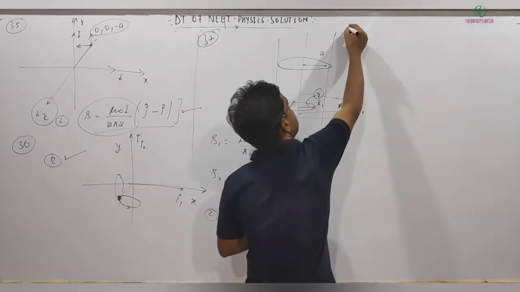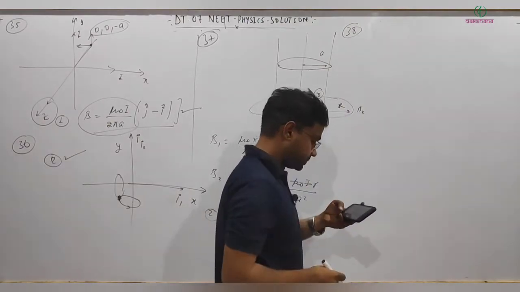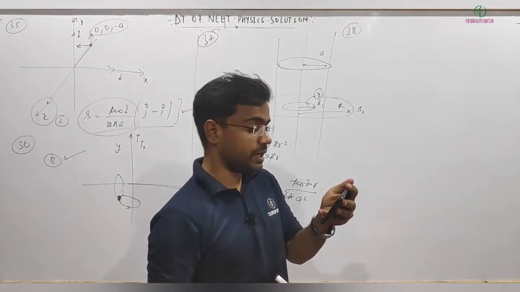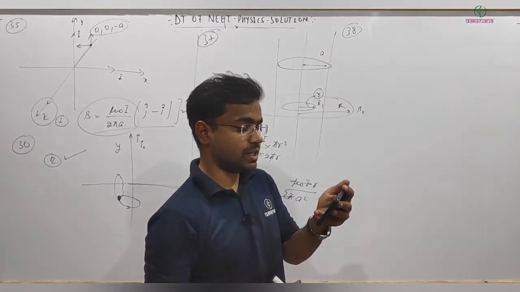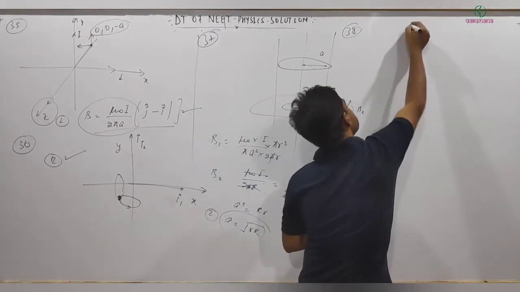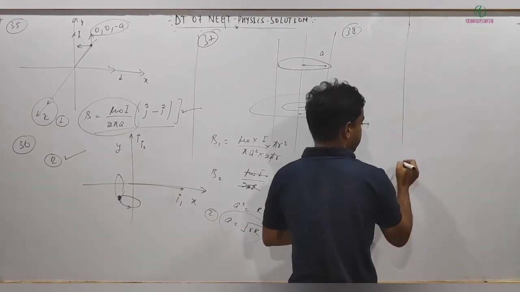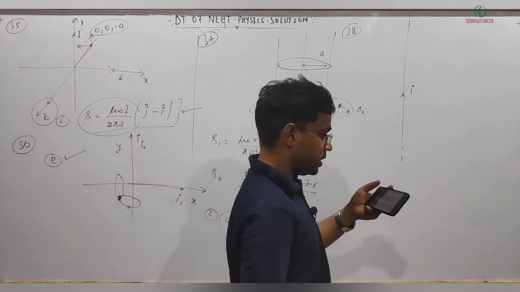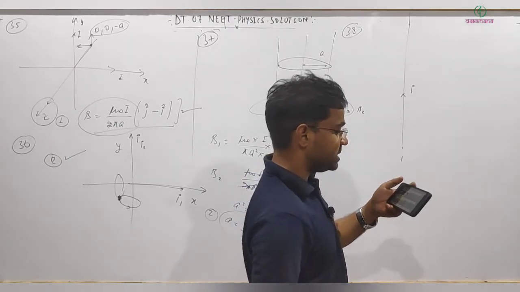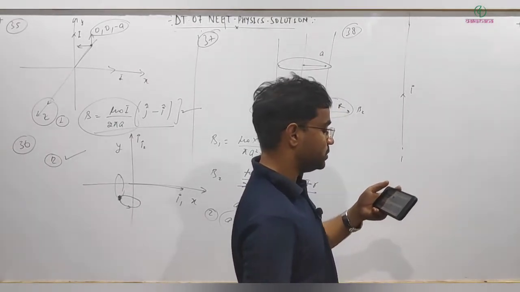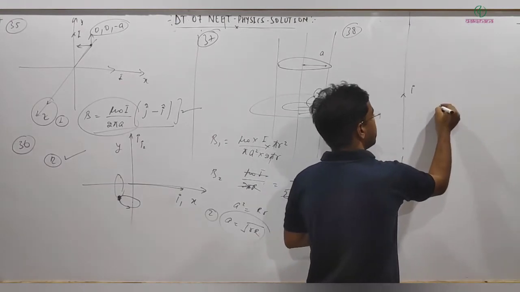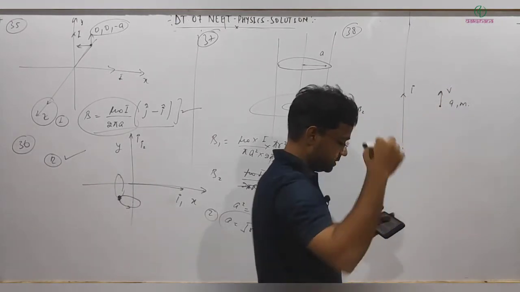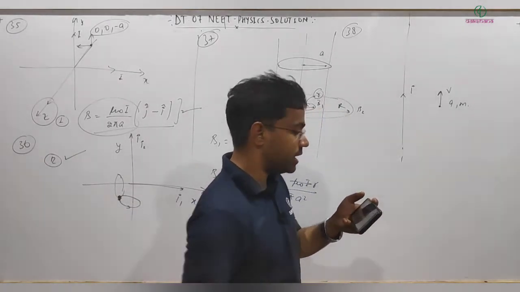Similarly, question number 38. An infinite long current carrying wire carrying current I, and a charge of mass m and charge Q is projected with speed v parallel to the direction of the current. Let's say this is an infinite current carrying wire carrying current I, and from here the particle of mass m and charge Q is projected with speed v at a distance r from it.